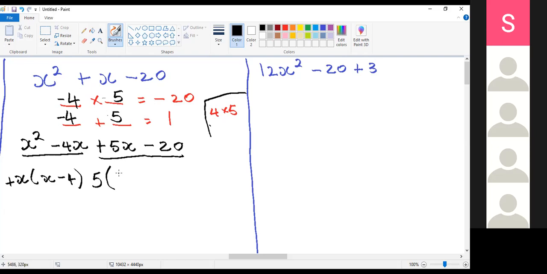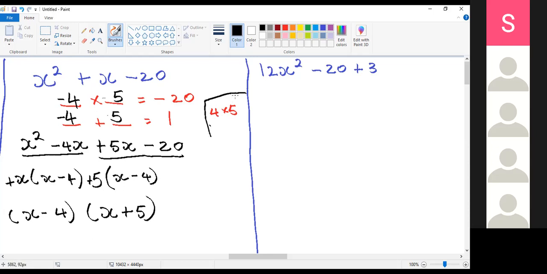All right. So what goes inside the bracket? X minus 4. So this is a positive 5. So the first bracket will have x minus 4, and the second bracket would be x plus 5.